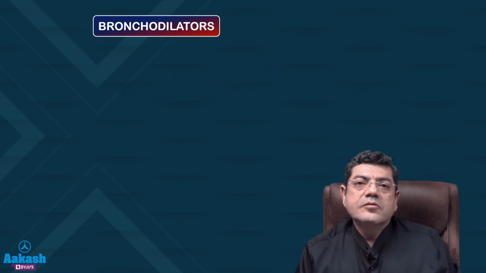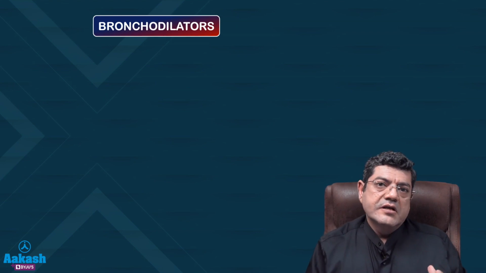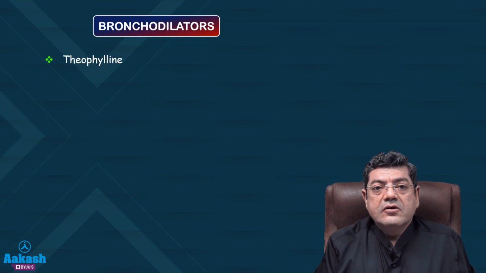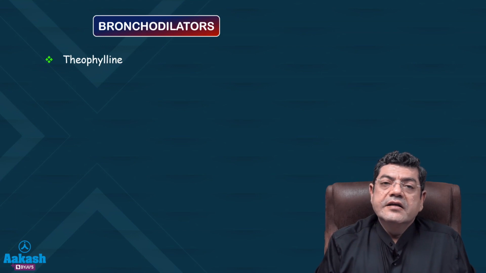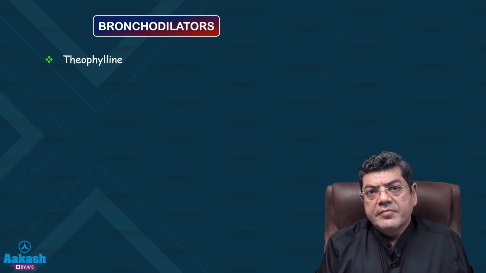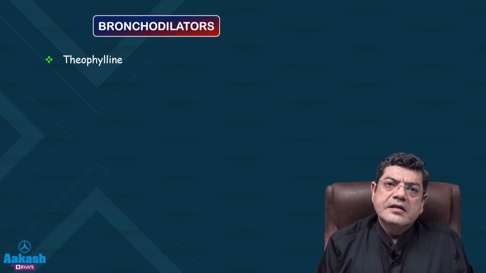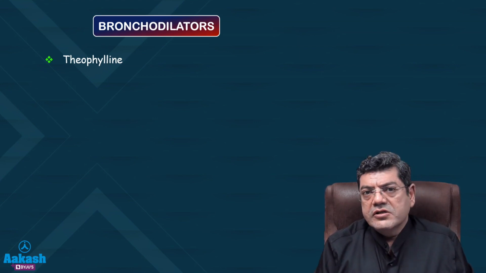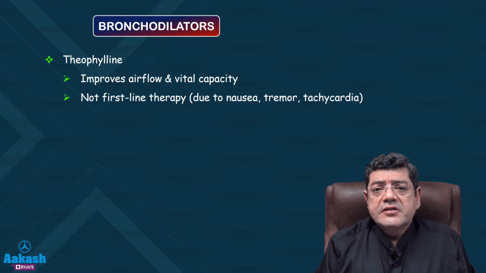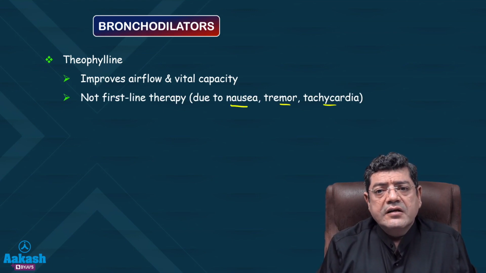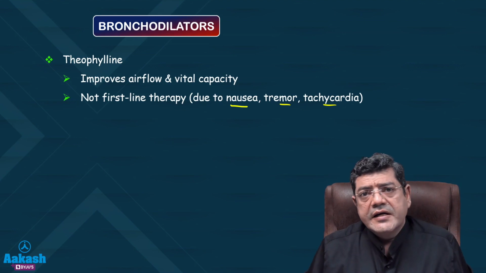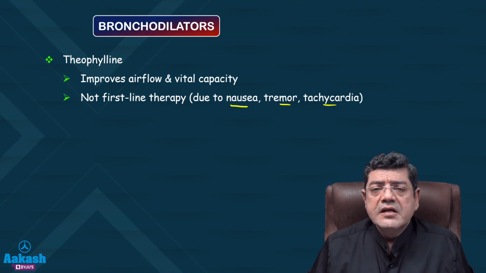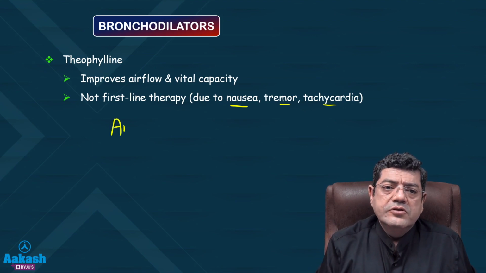Now, are there any other bronchodilator medications? So there is theophylline and its analogs like doxofylline, and they improve airflow, they improve vital capacity. The downside is that they have more adverse effects, which are mostly cardiac or neurological. So you will see that these patients might have nausea, tremor, tachycardia. At higher doses, they might develop confusion, sometimes even seizures. So it's not a first-line therapy. It is always only used as an add-on therapy.